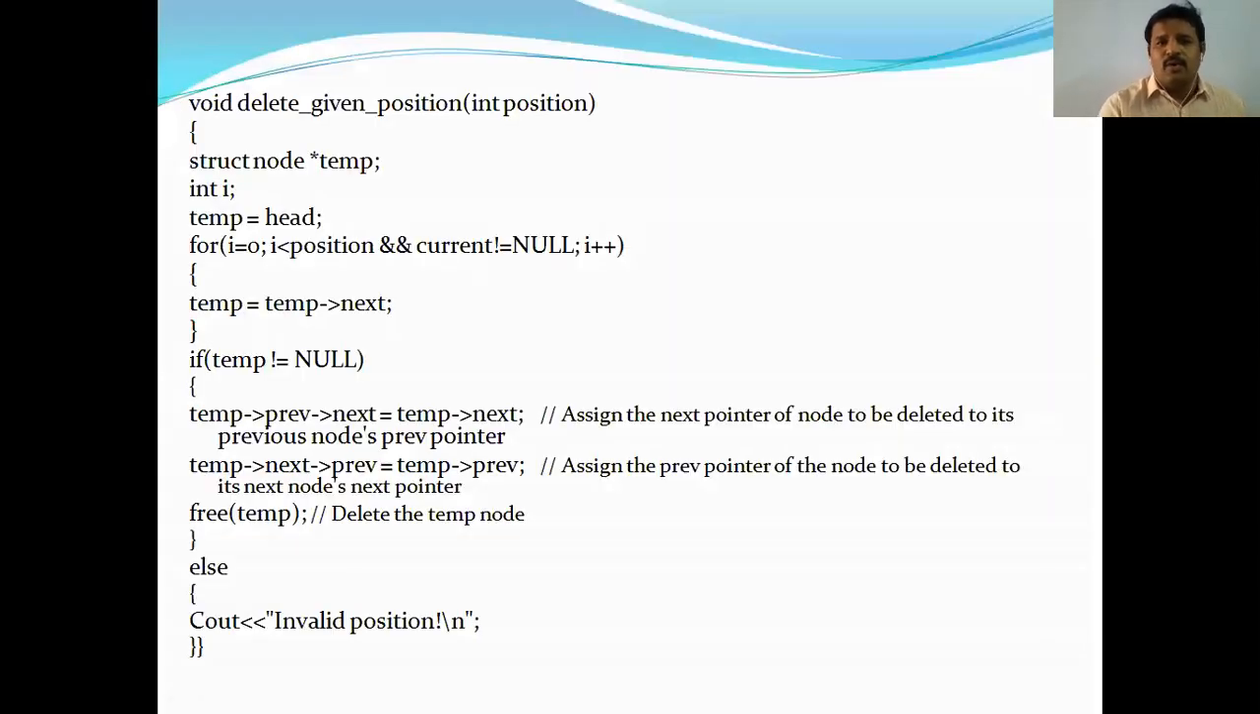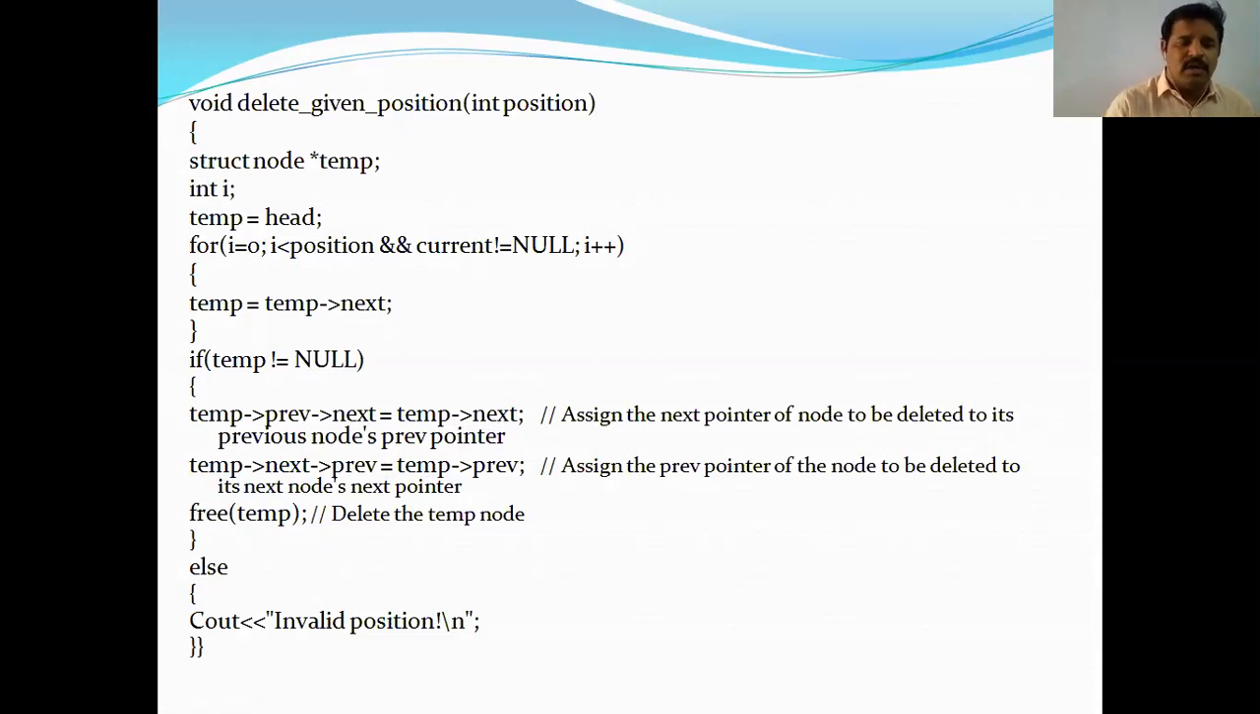And this is the code for deleting a node at the given position. Just temp equals head, and we have to check all the positions. When temp is not equal to null, just temp previous next equals temp next, and temp next previous equals temp previous, and then delete the temp. So this is how we can delete the node at a specific position in the doubly linked list, right?